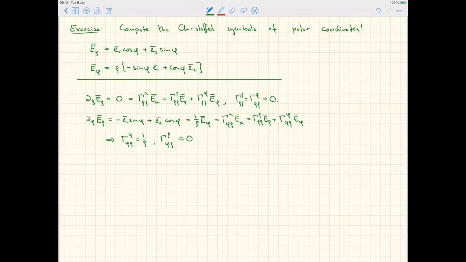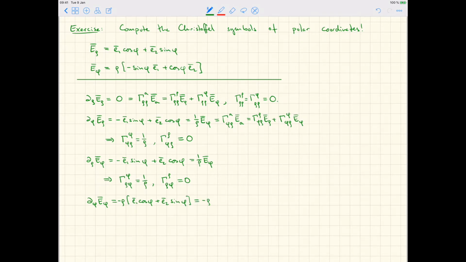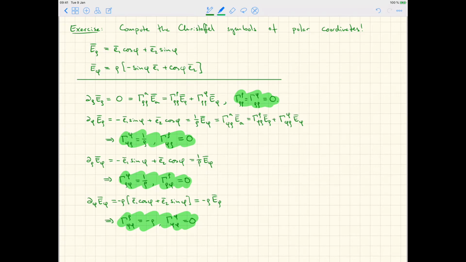We repeat the process for E phi and find that the derivative in the rho direction is minus E1 sine phi plus E2 cosine phi, which is 1 over rho times E phi. This again gives us that gamma rho phi phi is 1 over rho and gamma rho phi rho is equal to 0. For the derivative in the phi direction, we obtain minus rho times E1 cosine phi plus E2 sine phi, which is equal to minus rho times E rho. From this, we find that gamma phi phi rho is equal to minus rho and gamma phi phi phi is equal to 0. And we can mark up the answer to this exercise as the resulting Christoffel symbols, 5 of which are 0 and 3 of which are non-zero.